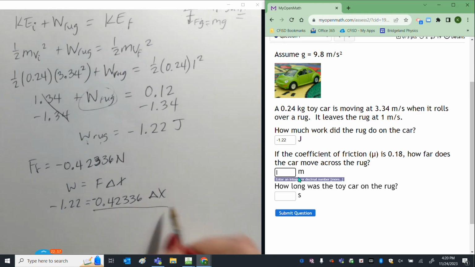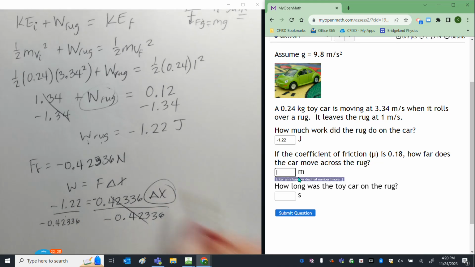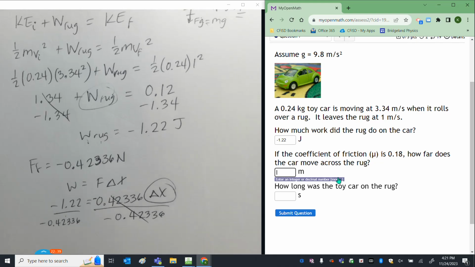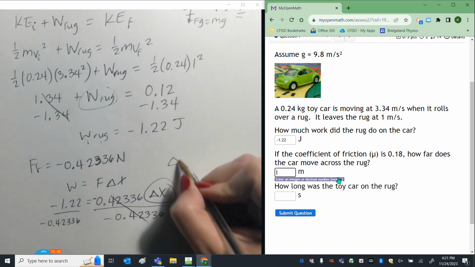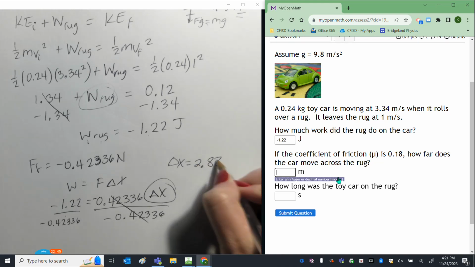And to do that, we are going to divide both sides by negative 0.42336. That's going to cancel this. That's going to give us delta x. Okay, so I'm going to use the unrounded values on my calculator. And it gives us delta x equals 2.88 meters.